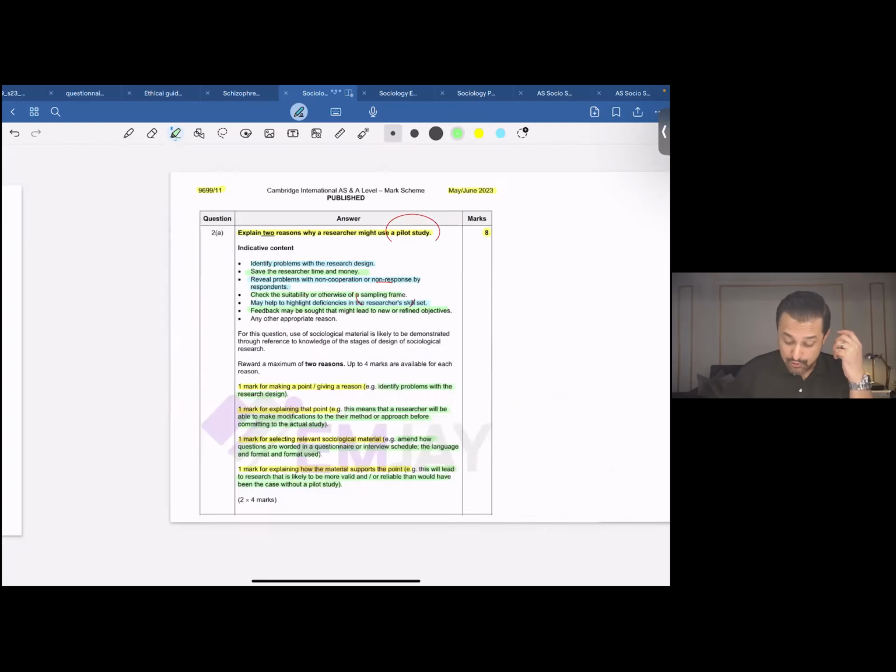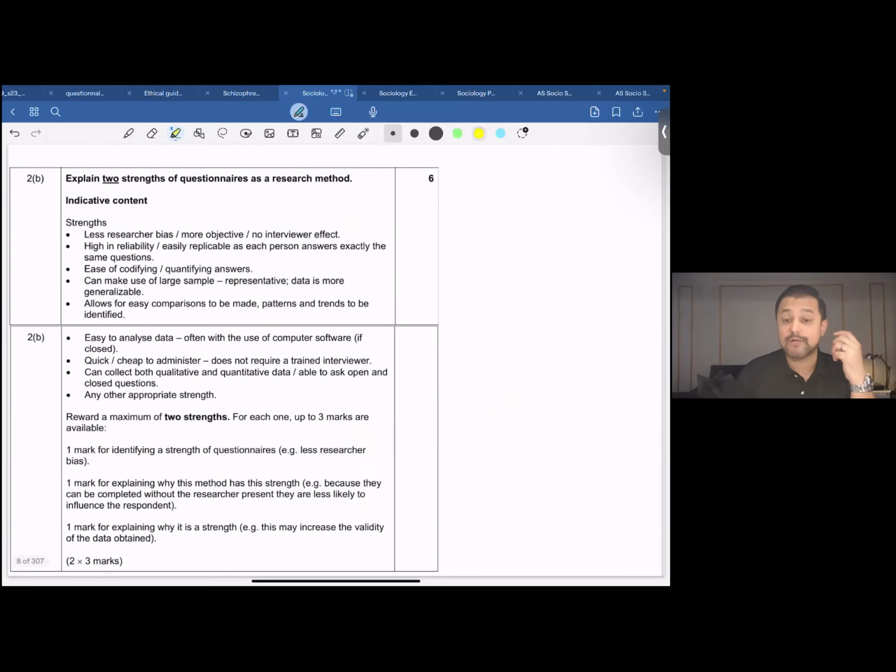Now, this was an 8-mark question. If we move on towards the 6-mark question that follows that 8-mark question. Remember, question 2 is on research methods. For question 2, you do not have a choice, so you cannot skip or miss out on any topic. Question two is of 14 marks in total. That is divided into two questions. The first question is of 8 marks. The second question is of 6 marks.